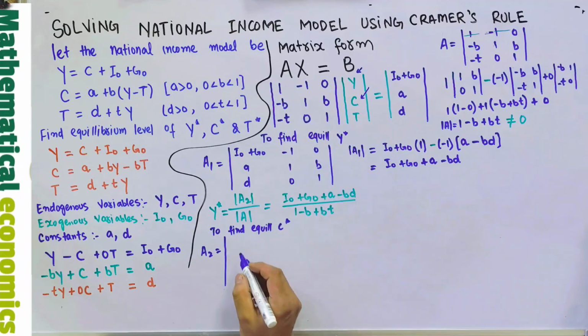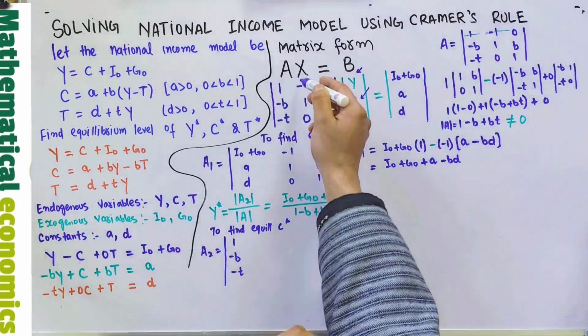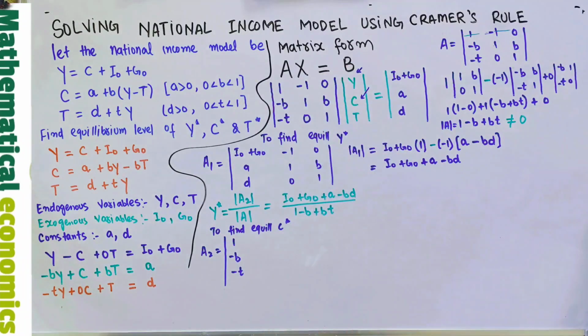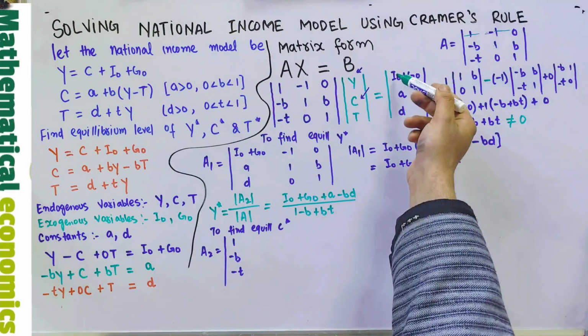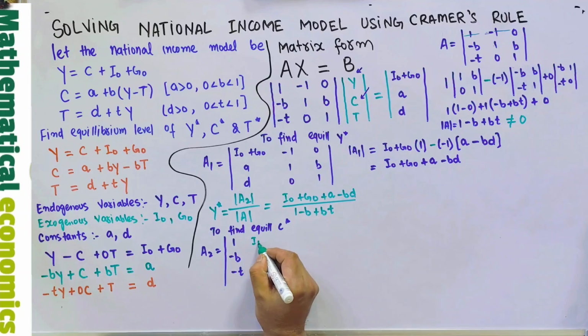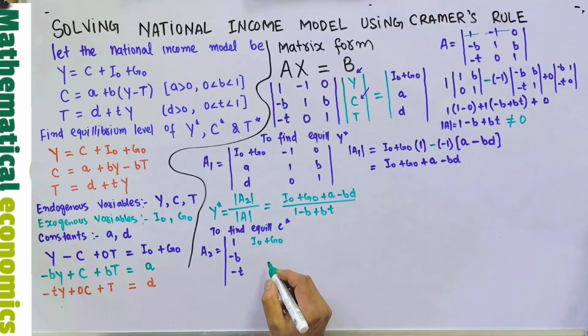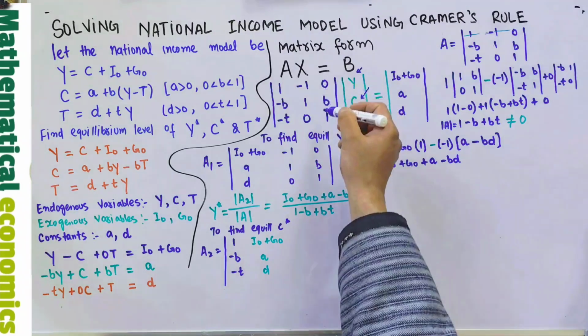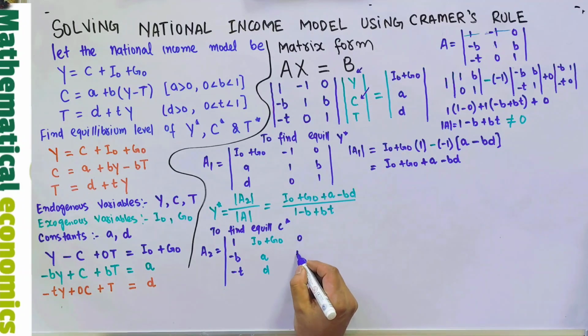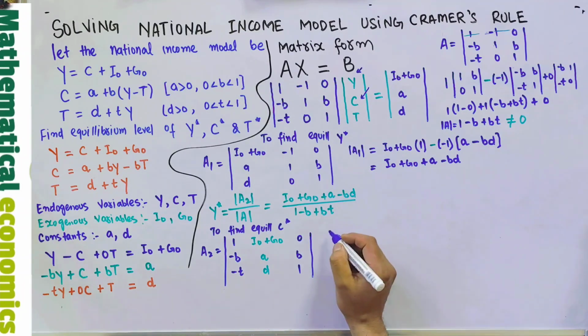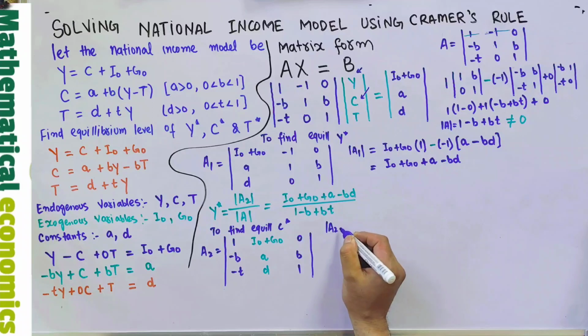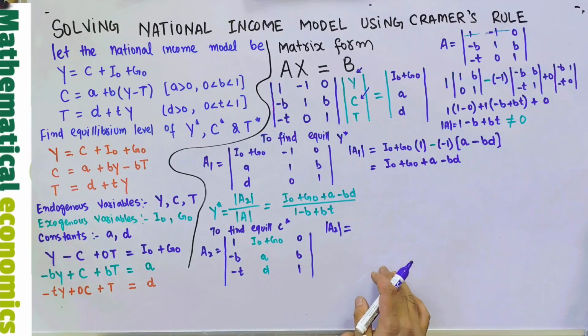So we have 1 minus b and t, 1 minus b and minus t, and in place of this we have to replace this very column this time. We replace it with this I0 plus G0. We have then a and d, and lastly we have 0, b and minus 1, 0, b and 1. Then we take the determinant of this very matrix also. So what will be the determinant of A2?